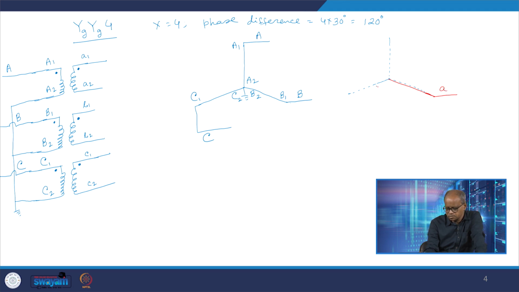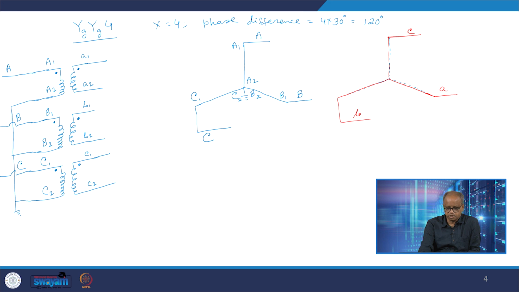So now automatically this would be my phase B, 120 degrees. Now these would be my phase C. You see, the phase A voltage of the secondary side is now lagging the phase A voltage by 120 degrees. Phase B would be lagging phase A by 120 and phase C would be leading phase A by 120 degrees. So once we locate phase A, phase B and phase C are automatically located.